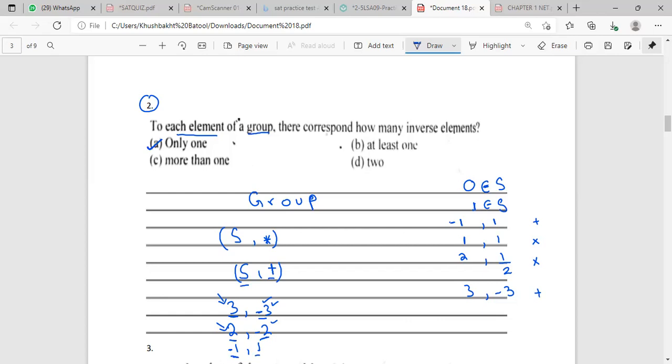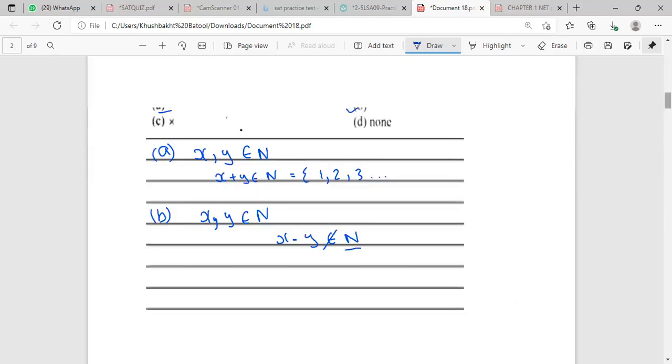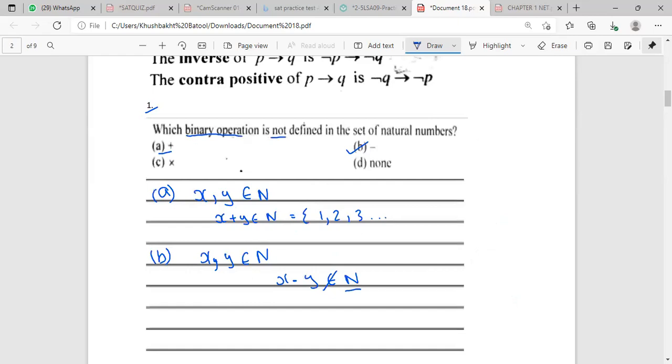Exactly. Okay. So what was question number 1? This is the first question: which binary operation is not defined in the set of natural numbers? For a binary operation, I told you again today that we will look at the closure property only. So if we talk about addition, we know that x plus y belongs to N.